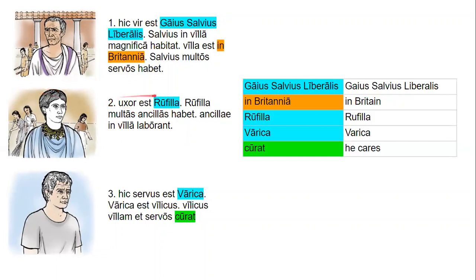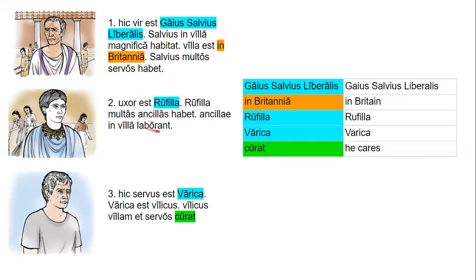Notice that uxor is third declension right there, so you can't tell that it's feminine, but you can tell because Rufilla is in the feminine right there. So Rufilla multas ancillas habet. So Rufilla has many female slaves, right? Again, both accusative plurals right there. You can tell with those as endings, and you can tell that those are feminine accusative plurals, unlike the multos up here, which are masculine accusative plurals.